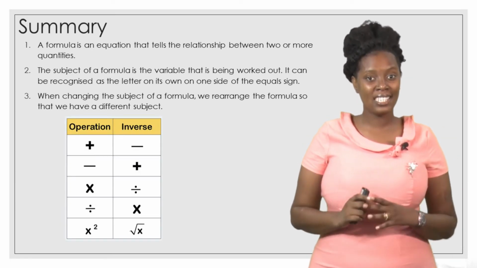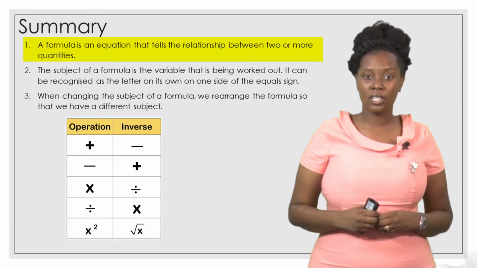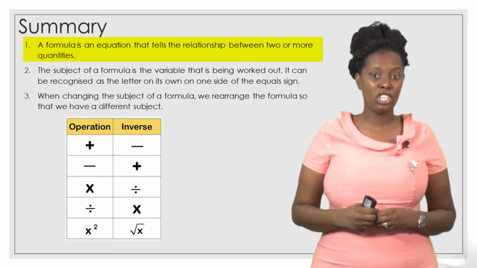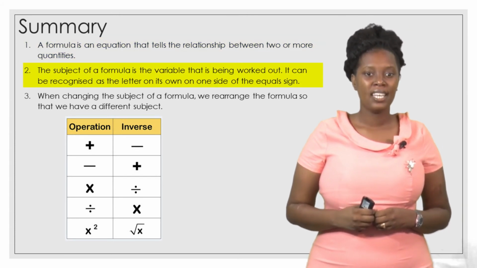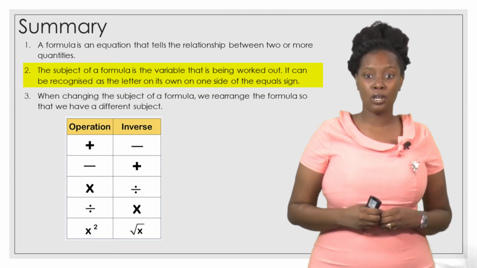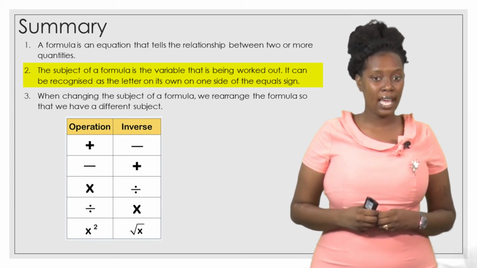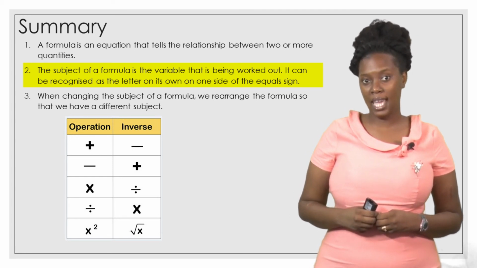So to summarize today's lesson, number 1, a formula is an equation that tells us the relationship between two or more quantities. Number 2, the subject of a formula is the variable that is being worked out. It can be recognized as the letter on its own on one side of the equal sign.